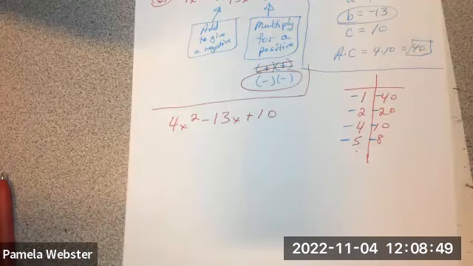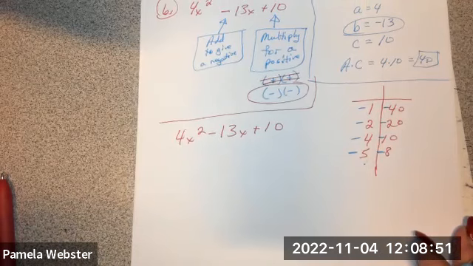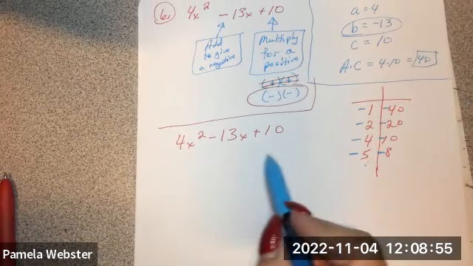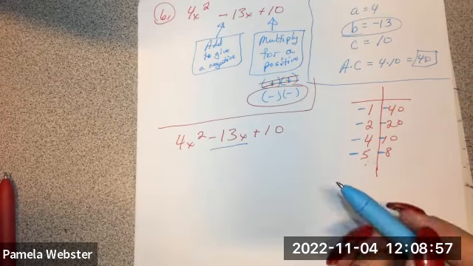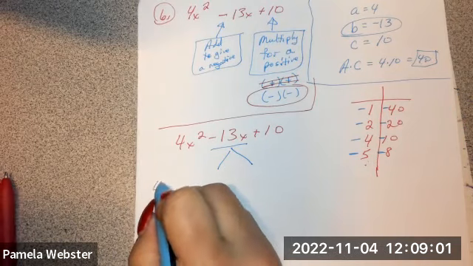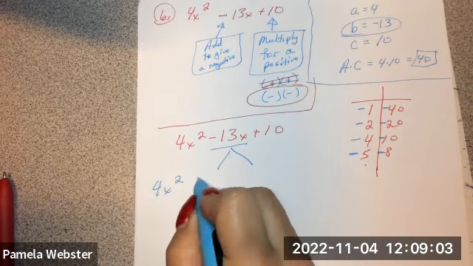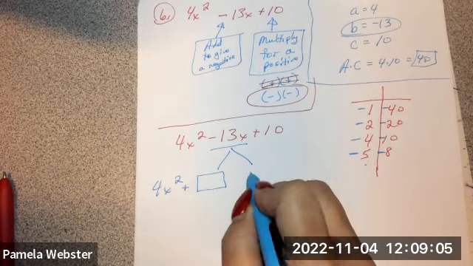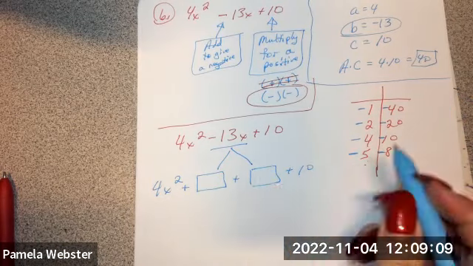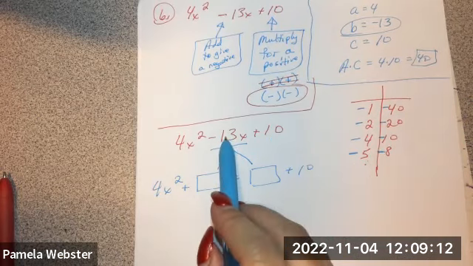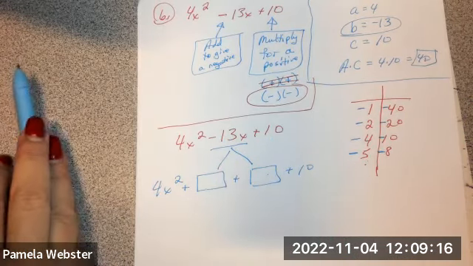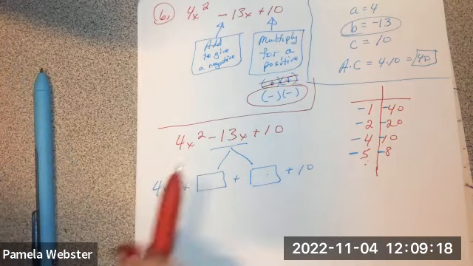Okay, and remind me what we're doing here. Hopefully you're thinking, okay, they multiply together to give me 40, but they add to give me negative 13, because we're going to split this guy. It's going to look like 4x squared plus something plus 10. So I'm going to separate this out and rewrite it with two different terms instead of just the one term.